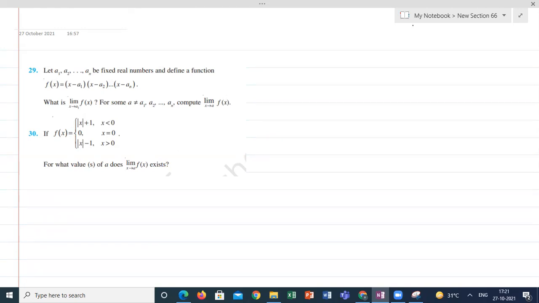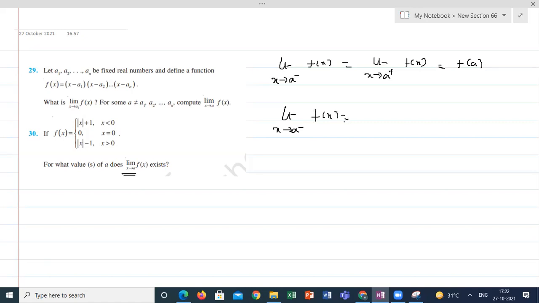Find the values of a for which the limit exists. If I want to say the limit exists at this point, the limit as x tends to a minus of f of x must be equal to the limit as x tends to a plus of f of x. Then only I can say the limit exists, which is equal to f of a. So he's asking for what values of a the limit exists. I'm taking the limit as x tends to a minus. If I substitute in f of x, I don't know which value I have to take. Here I have to split into cases.